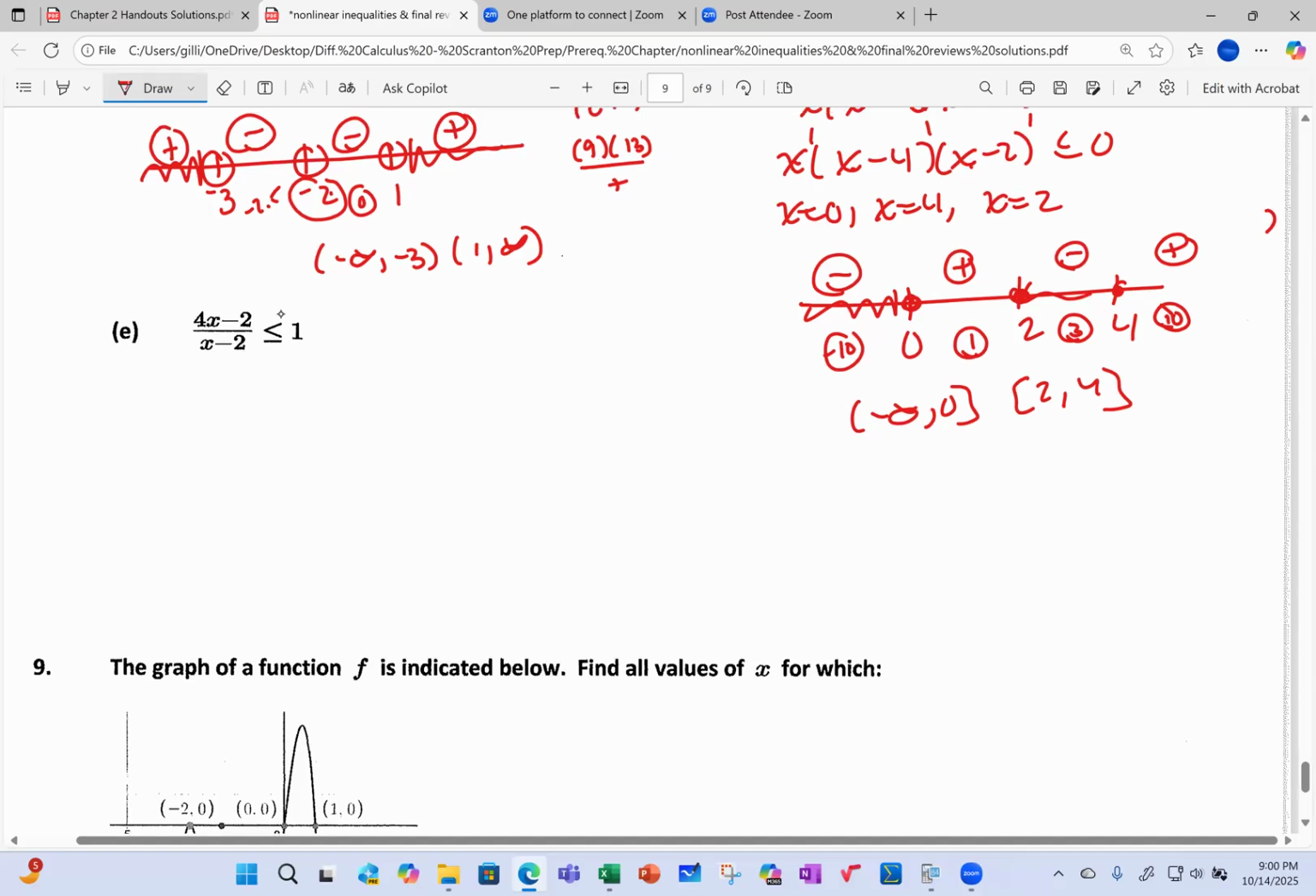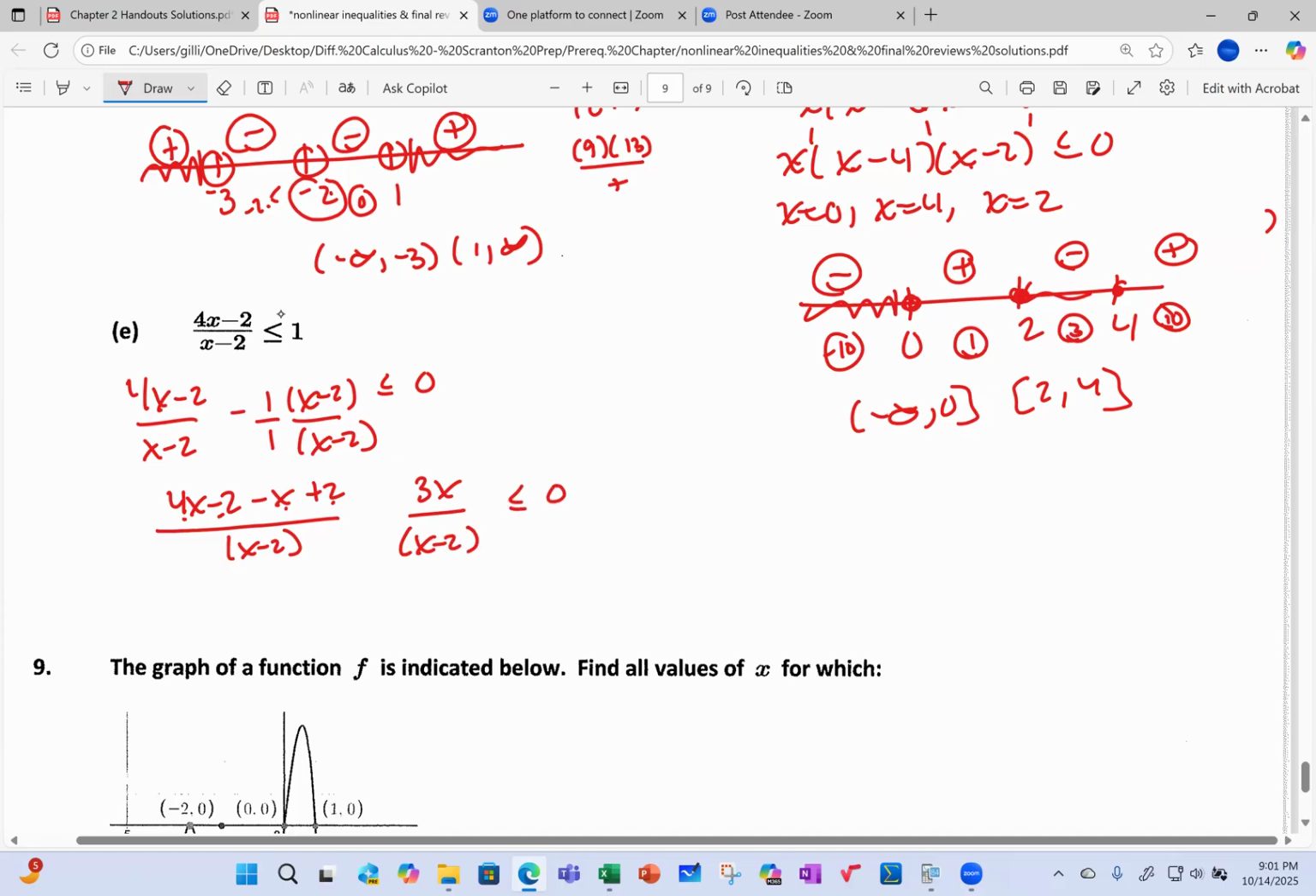Phew. In part E, the last part, I got to set this thing to 0 by subtracting 1. But I need to get a common denominator by multiplying by x minus 2 over x minus 2. So then on top, I'm going to have 4x minus 2 minus x plus 2 over x minus 2. That's what I'm going to have on top. And then when I clean this up here, guys, I get 4x minus x is 3x only, right? And negative 2 plus 2 is 0 all over x minus 2. So cleaned up pretty nicely then.